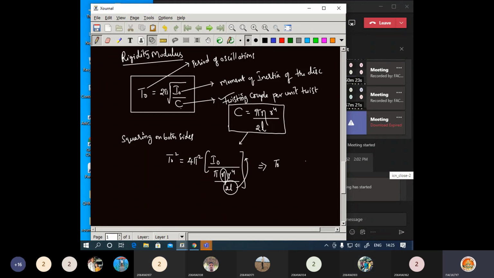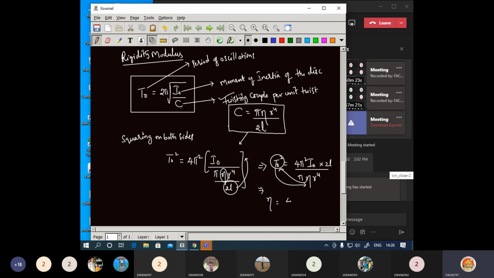Okay, let me do one thing. T naught square equals, I will write the previous equation, 4 pi square into I naught. Now 2L is going to the numerator, so it will be into 2L by pi eta r power 4. Here, you bring this one to this side and this factor to the other side, then you will get the expression for eta.